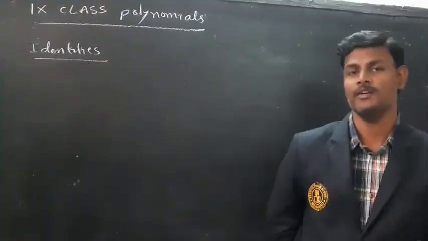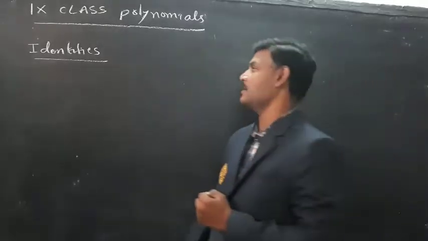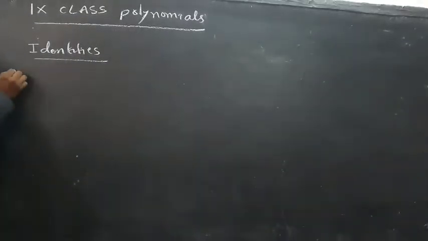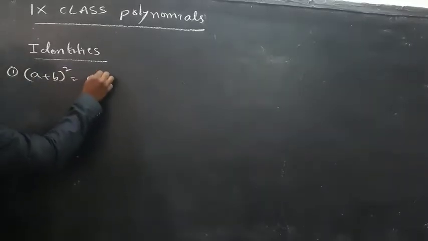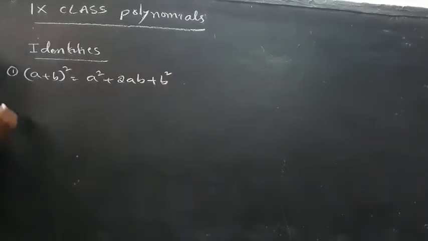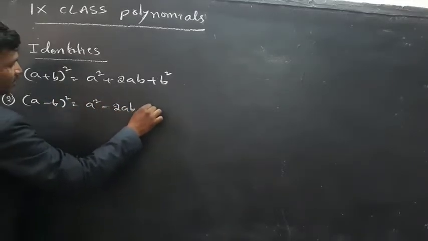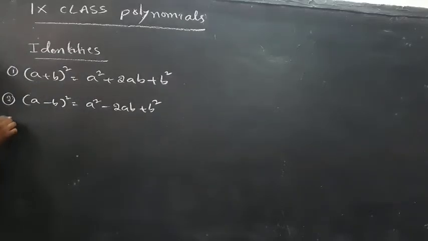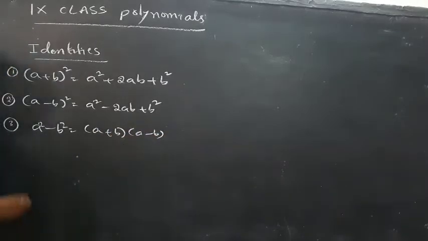Before that, first you have to know some identities. What are they? Here I am explaining, just listen. First identity: (a plus b) whole square is equal to a square plus 2ab plus b square. Second identity: (a minus b) whole square is equal to a square minus 2ab plus b square. Third identity: a square minus b square is equal to (a plus b) into (a minus b).